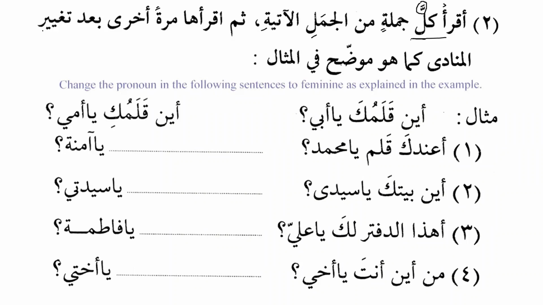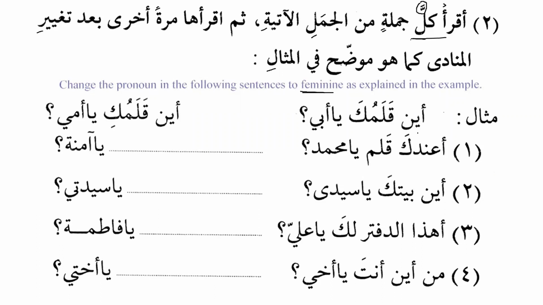Ba'da taghyiri al-munada, after changing the one who is being called, kama huwa muwaddahun fil mathali, as it is explained in the example. So basically what we have to do over here now is change the pronoun in the following sentences to feminine, as explained in the example. This translation is different from what I translated, because what I translated is the word by word translation. And this is the literal meaning where it is clear what we have to do. Basically, we have to change from masculine to feminine.